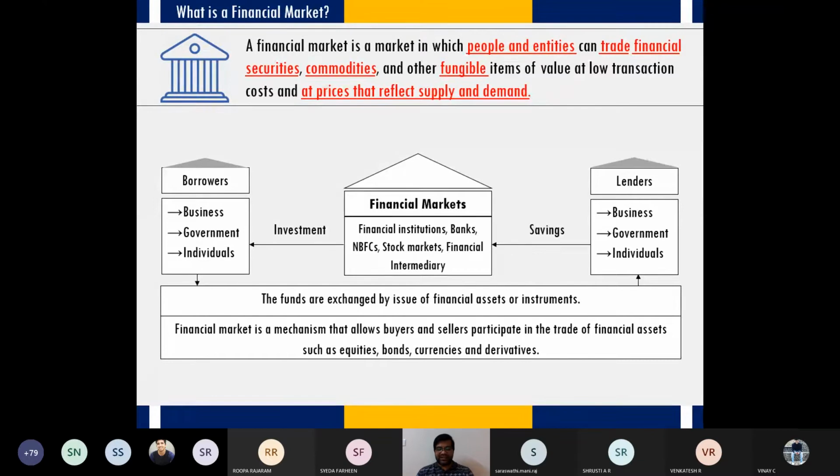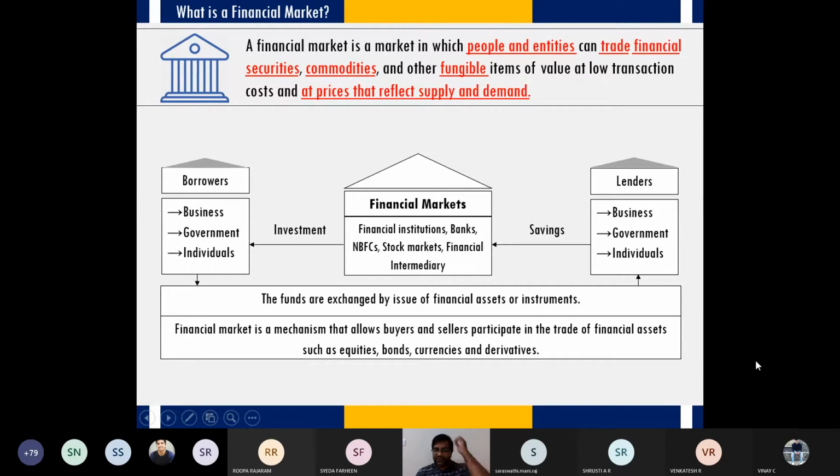So the funds are exchanged by issue of financial assets or instruments, right? So this facilitation of borrowing and lending happens by issue of financial instruments or financial securities, right?